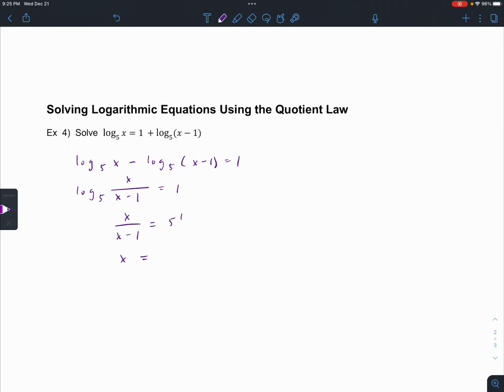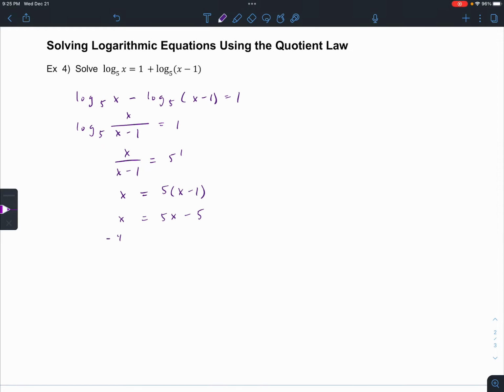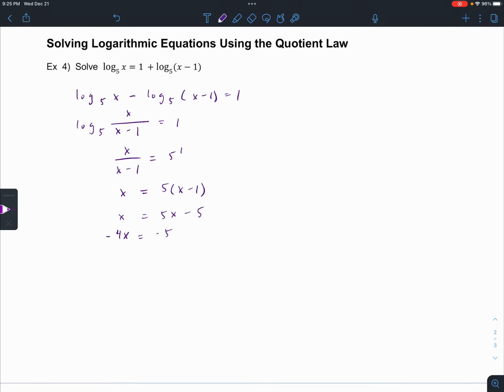And then we multiply both sides by x minus 1. We get 5 times x minus 1. X is equal to 5x minus 5. Move the 5x to the right side. We get negative 4x is equal to negative 5.